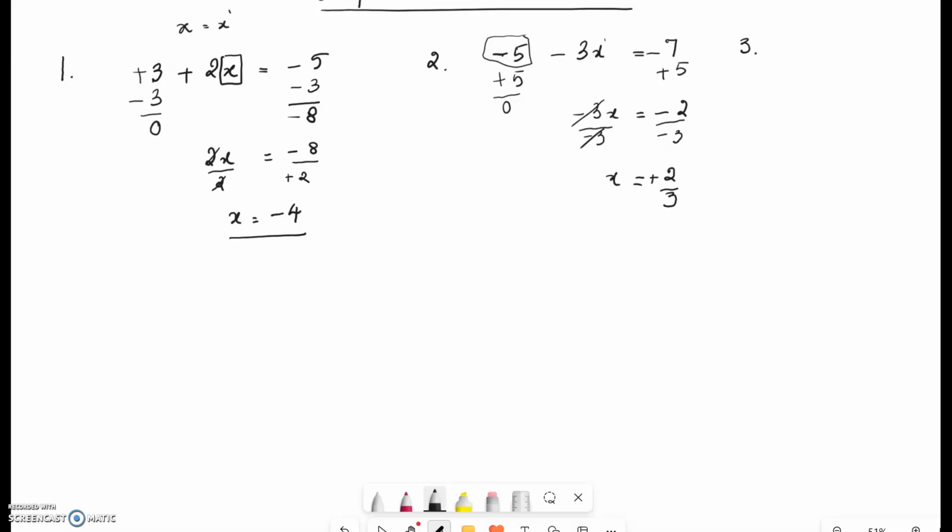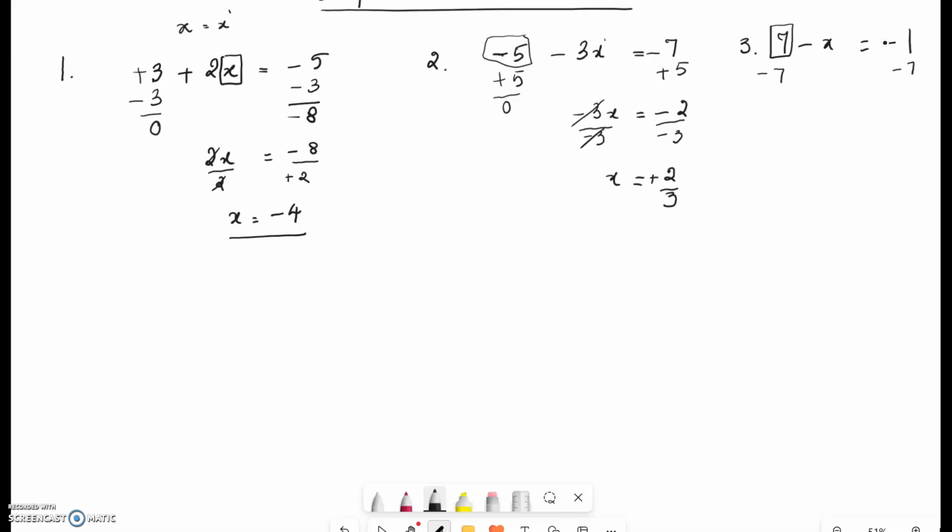Now what if we had 7 minus x equals maybe a negative 1. So we need to get x by itself. We need to get rid of the 7. So we subtract 7 on both sides. Whatever you do on the left, we need to do the exact same thing on the right.